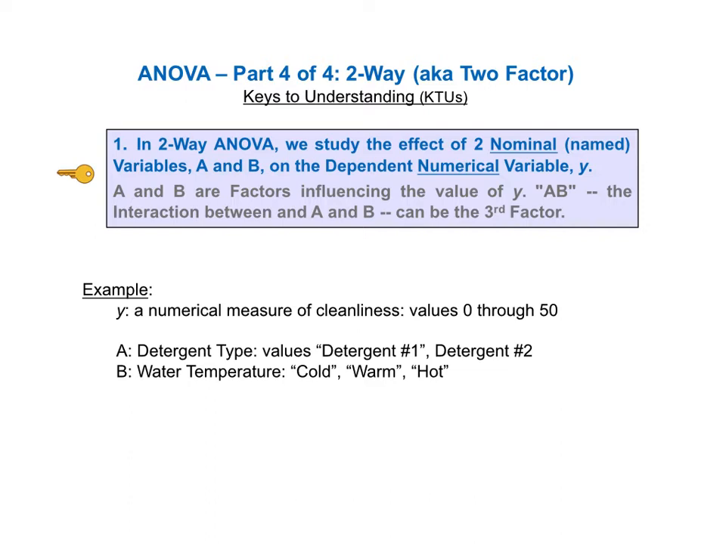A and B are nominal variables whose values are names. A can only take on one of 2 values, the names detergent number 1 or detergent number 2. We will test 3 temperatures of water for variable B, cold, warm, and hot. Note that while water temperature can be measured by the number of degrees Celsius or Fahrenheit, we are using names, not numbers, and there are only 3 values for water temperature.